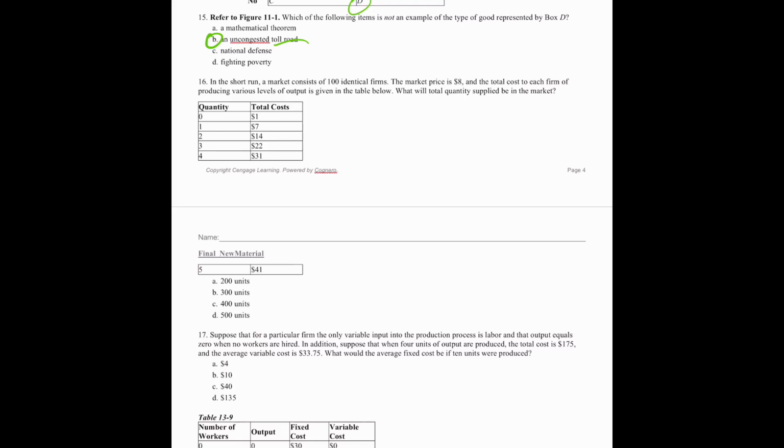16. In the short run, a market consists of 100 identical firms. The market price is $8 and the total cost to each firm of producing various levels of output is given in the table below. What will total quantity supplied be in the market?